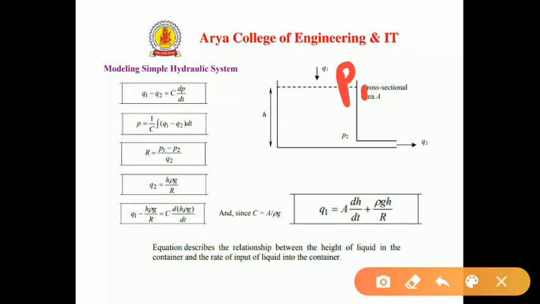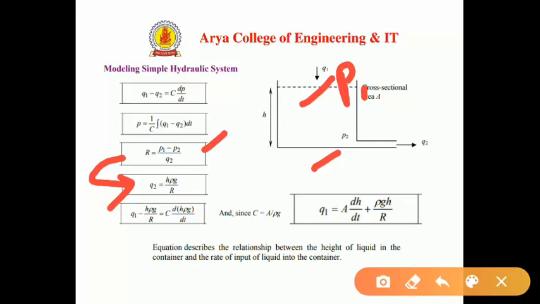And Q2 can be written as, by using this equation, Q2 can be written as H rho g upon R, because the difference in pressure P1 minus P2 is equal to H rho g, because the difference between these two points is equal to the potential energy in this liquid. So it can be replaced by H rho g upon R.